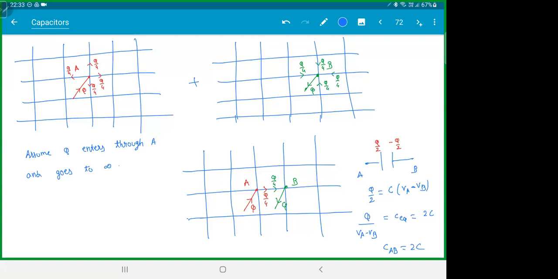Is this clear, everyone? Please check, it's a good one. This is an infinite grid. Clear? I'll give you this as homework. You can try this.